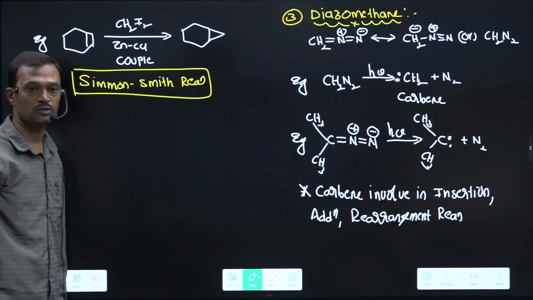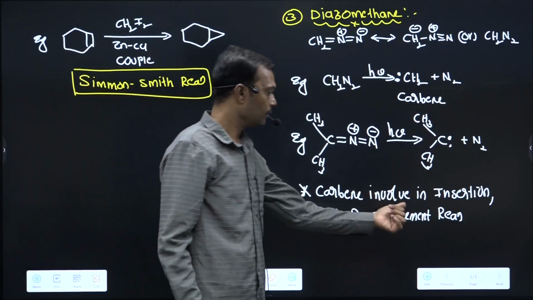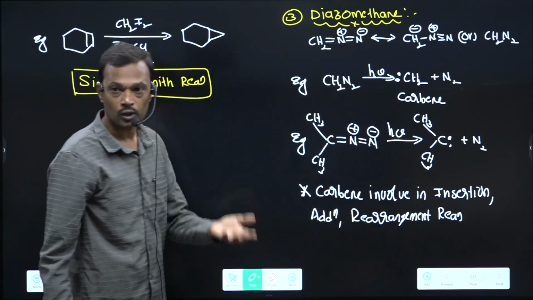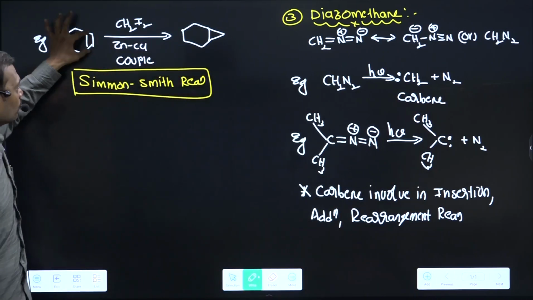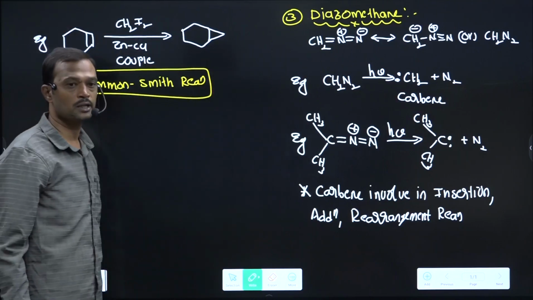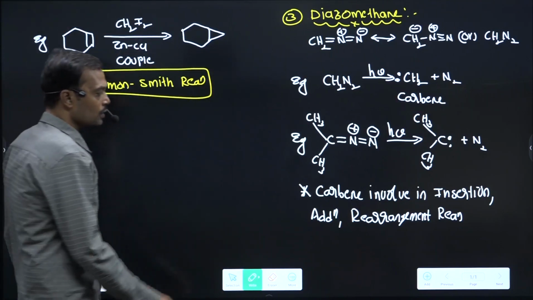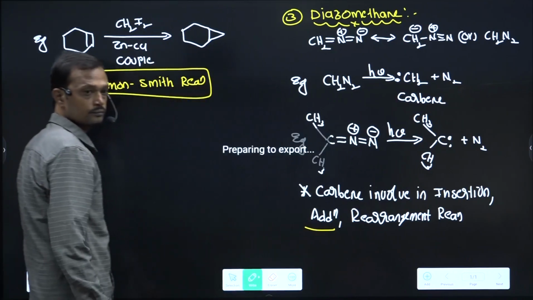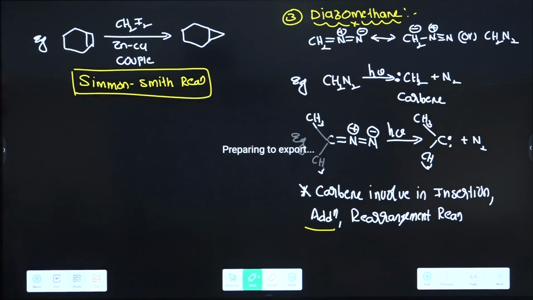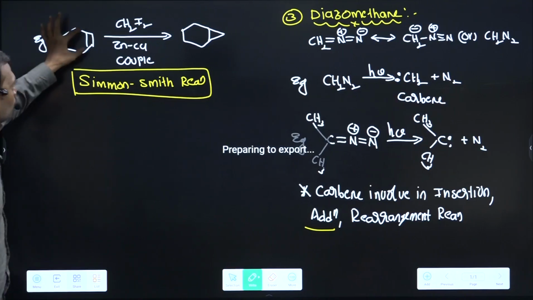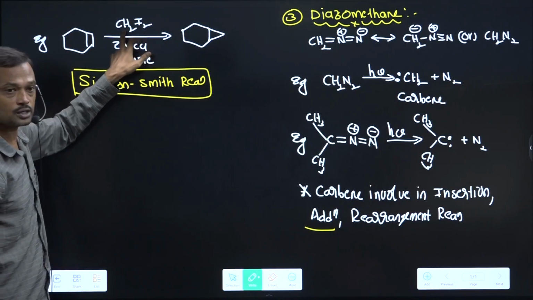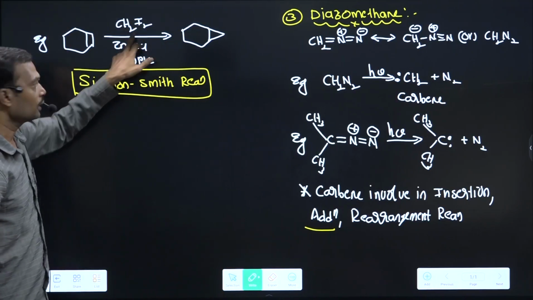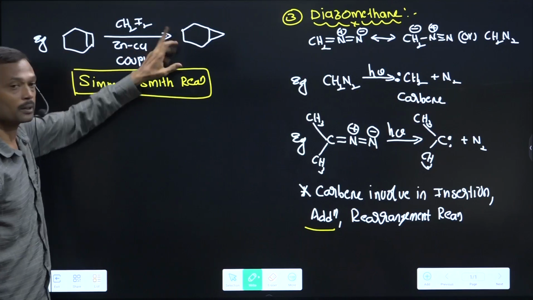Simmons-Smith reaction proceeds with which intermediate? Carbene. Photolysis is responsible to generate carbene. That carbene adds on the double bond. So that is Simmons-Smith reaction. It is an example of addition. Simmons-Smith is an example of addition reaction. Conversion of olefin to cyclopropane. Olefin to cyclopropane is called Simmons-Smith reaction. Now here the reagent is diiodomethane in zinc copper couple.